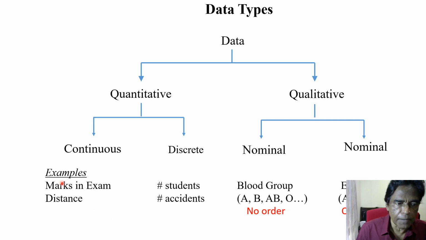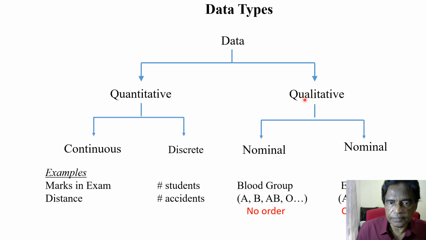Example, marks in exam, distance traveled. Like distance traveled, mostly we have decimals, so they are continuous variables. Discrete variables include numbers which are integers. Number of students sitting per exam: we don't have 10.3 students. Number of accidents, 5, 10, 15, we don't have fractions, right? So that differentiates continuous and discrete.